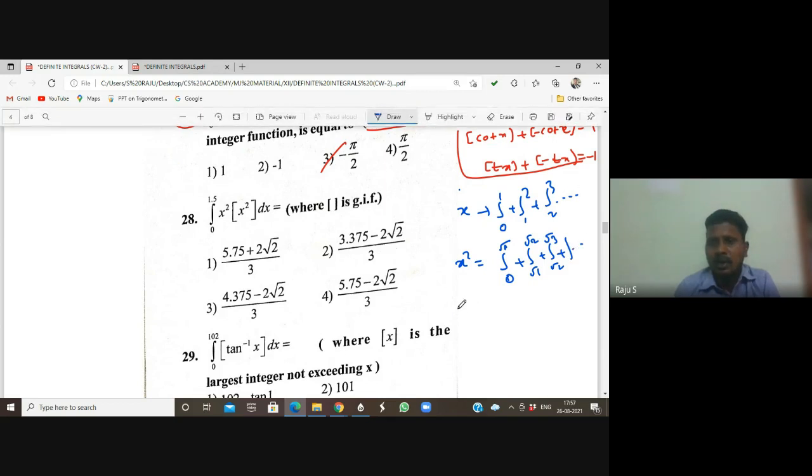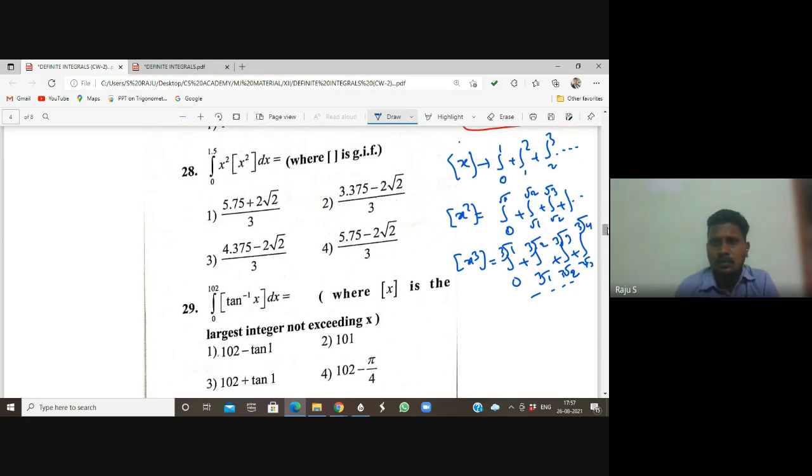In case they give the greatest integer of x cube, you can divide as 0 to cube root of 1 plus cube root of 1 to cube root of 2 plus cube root of 2 to cube root of 3, cube root of 3 to cube root of 4, and so on. Got it? If it is x power 4, okay, this is fine.